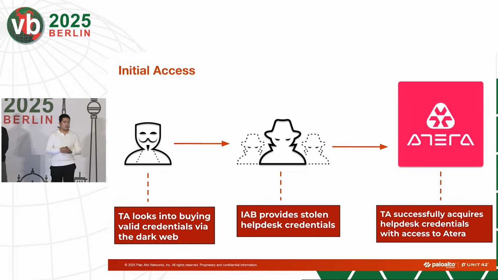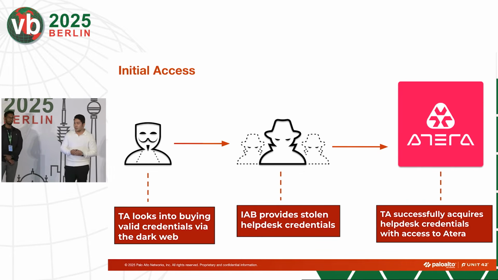These are all the observations from the Unit 42 team who responded to this case. Initially, the threat actor looked into buying credentials on the dark web through an initial access broker, or IAB. It turns out they got legitimate access into a help desk, which also has access into an RMM tool called Atera. The company uses Atera as a legitimate application for troubleshooting and for performing remote connections to multiple systems and servers, and it was heavily abused by this particular threat actor.